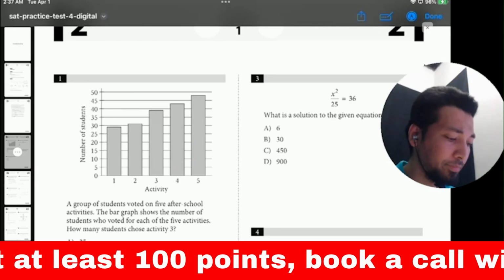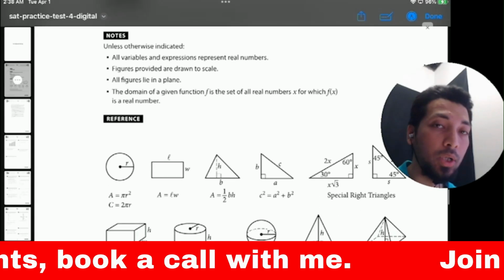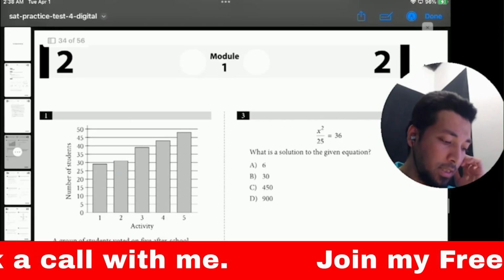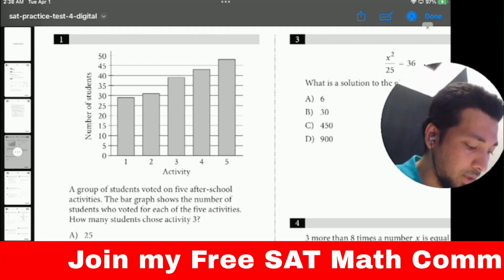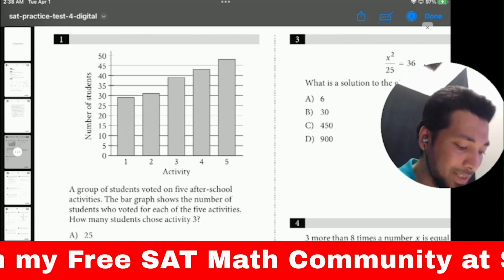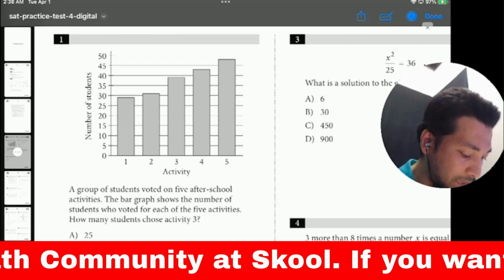So let's start. In this paper version of the practice test, we'll have 27 questions in Module 1. So this is problem number 1. A group of students voted on 5 after-school activities. The bar graph shows the number of students who voted for each of the 5 activities. How many students choose activity 3?